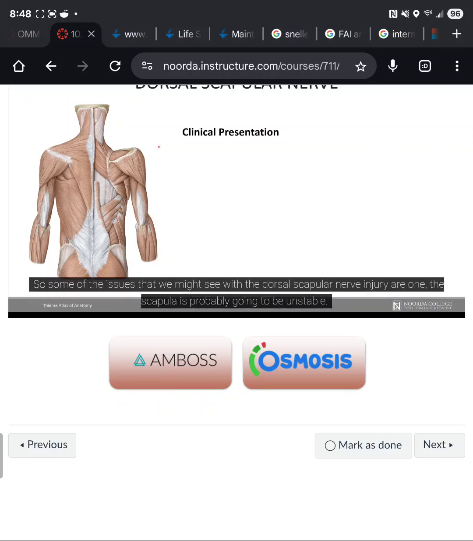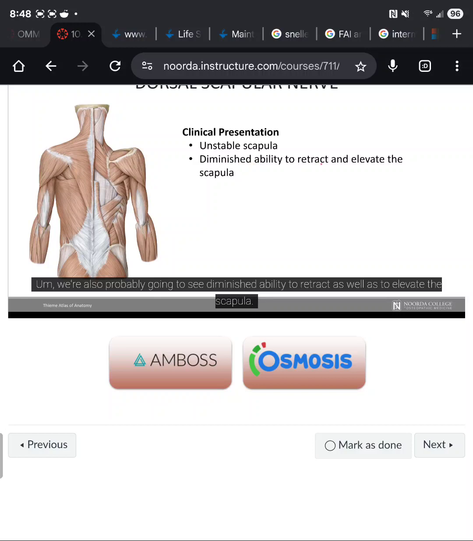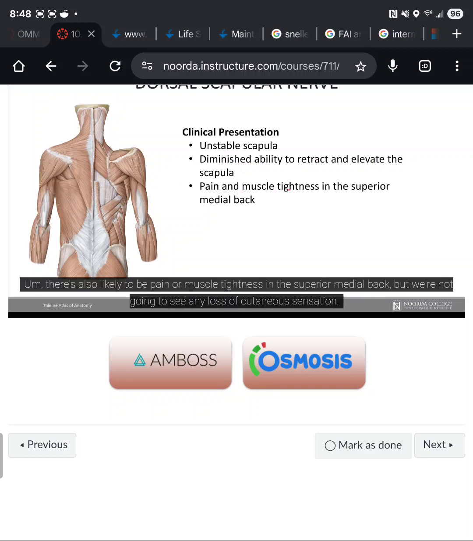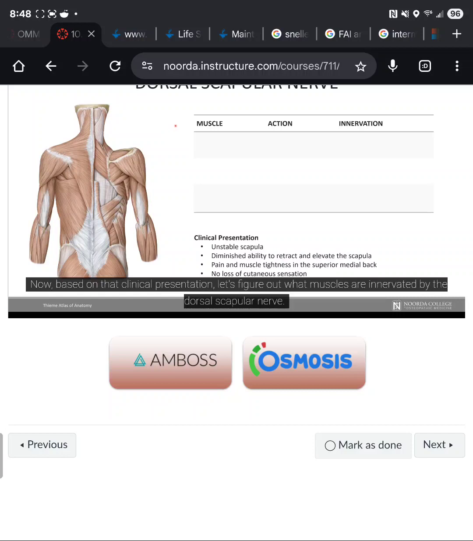So some of the issues that we might see with the dorsal scapular nerve injury are, one, the scapula is probably going to be unstable. We're also probably going to see diminished ability to retract as well as to elevate the scapula. There's also likely to be pain or muscle tightness in the superior medial back, but we're not going to see any loss of cutaneous sensation. Now, based on that clinical presentation, let's figure out what muscles are innervated by the dorsal scapular nerve.